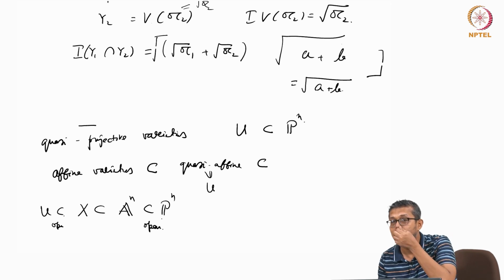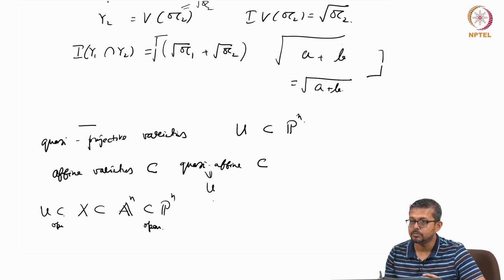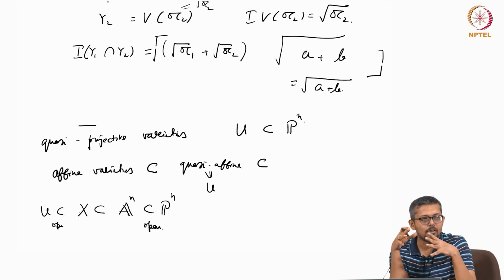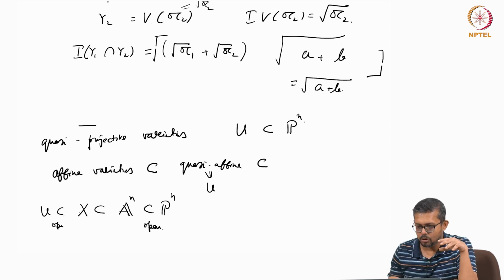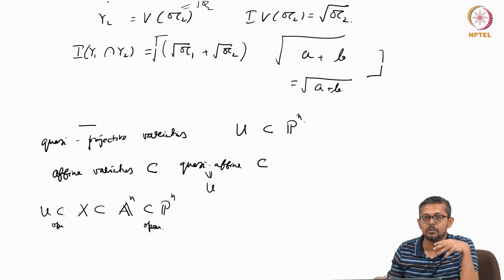U is open in X. So you agree that if you take a quasi-affine set, that corresponds to an open subset of AN, so you take that open subset. Yes, corresponding open subset. After all, you intersect with X, right? So you take the corresponding open. That corresponding open subset will be open in PN, because AN is open in PN.